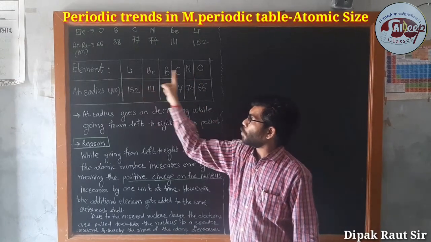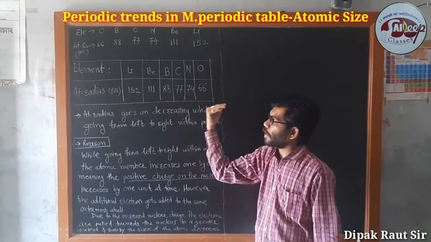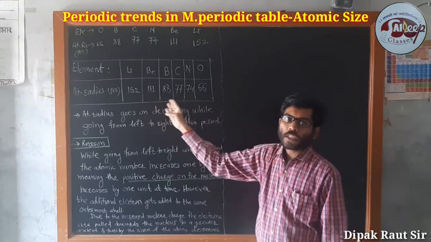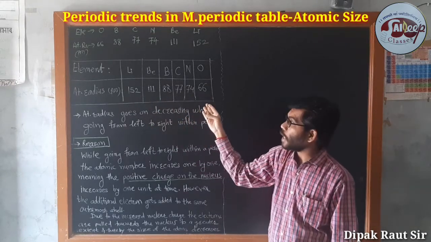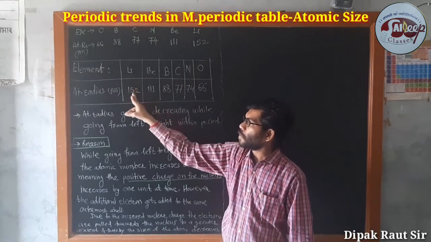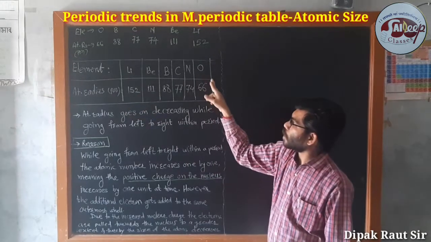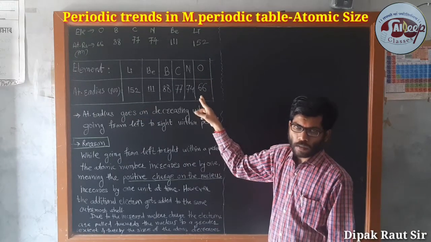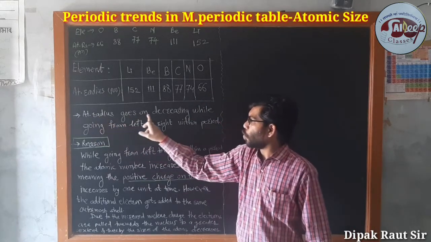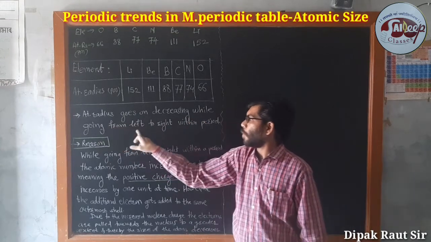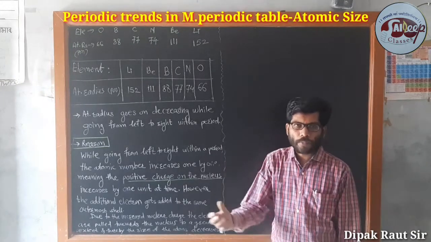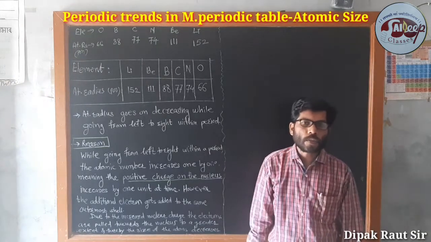when we go from left to right, this is left side and this is right side, left to right, atomic radius goes on decreasing. The atomic radius of lithium is 152, but the atomic radius of oxygen is 66. That means atomic radius goes on decreasing while going from left to right within a period. Okay, this is now confirmed.